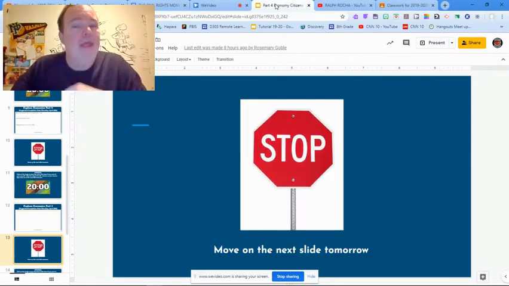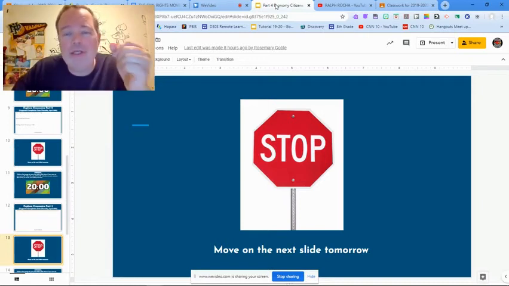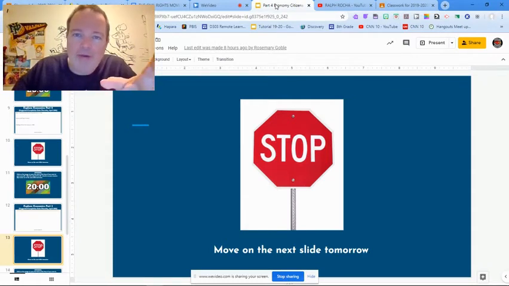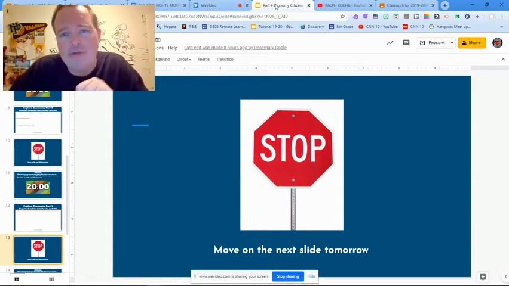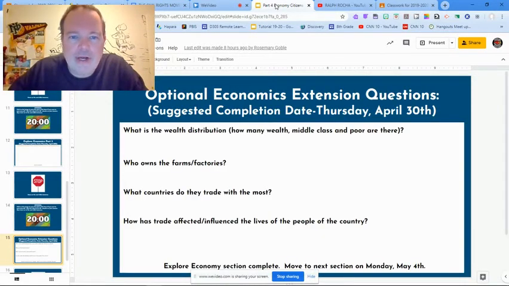Stop. If you do not want to do the optional section, you do not need to do this, and you can turn this in on Thursday. If you want to do the optional section for some more information about your country, or you're just curious about your country, this is the slide for Thursday. You have a 20-minute link here, and these are the questions.